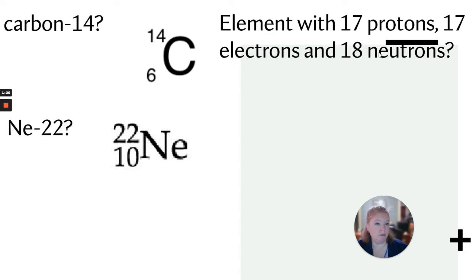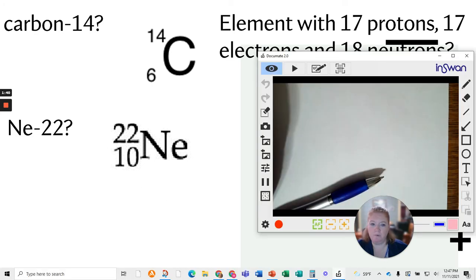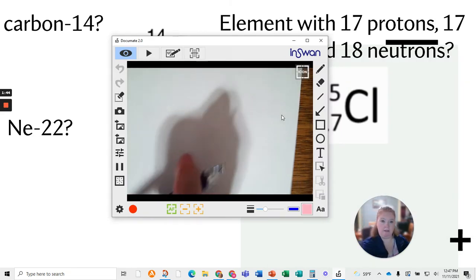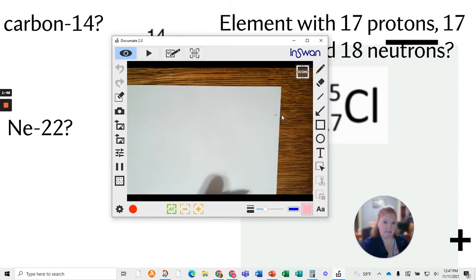So what if an element has 17 protons, 17 electrons, and 18 neutrons? Well, I look on the periodic table to find atomic number 17. There we go. How do I get this 35? I would add protons and neutrons to get the 35. So let's just look at a couple more examples. So hopefully you are a little bit more clear about this concept.